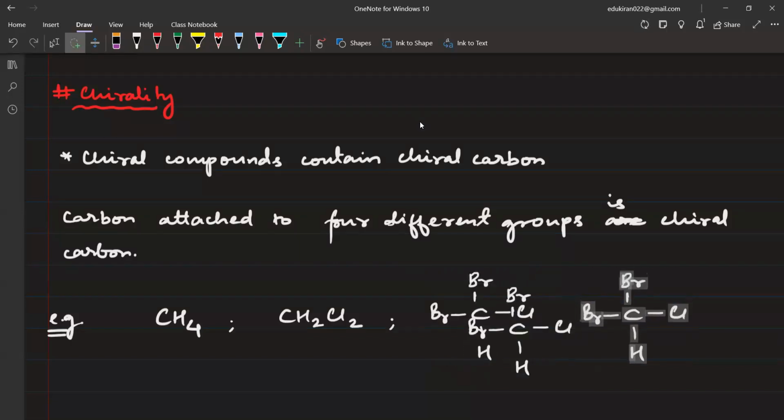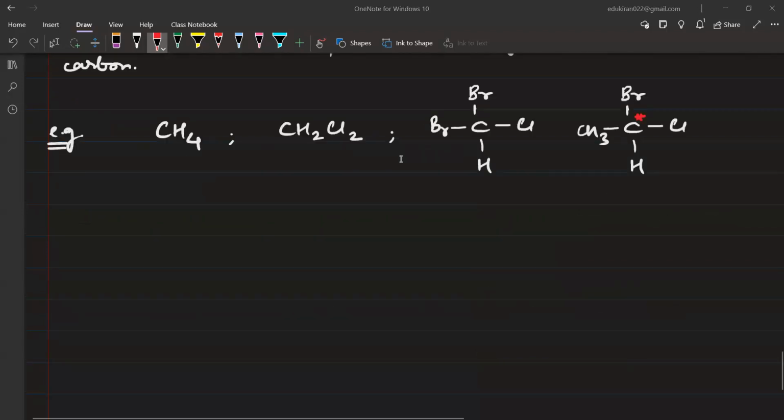Now let us suppose you have something like this. All the groups are different, yes or no? Right? Now, here we have 2 carbon atoms. So this CH3 is not chiral. This carbon atom is chiral. Got it, guys? All of you got this? Now, let's look at some more examples.